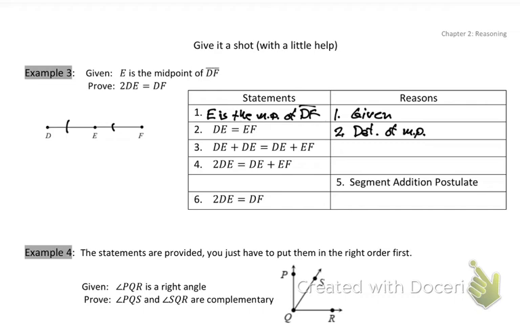But what I want to point out is what changed between step 2 and step 3. You just added the DE and EF. I added a DE on both sides. What allows me to add the same thing to both sides? The addition POE. This actually is the addition postulate, property of equality.